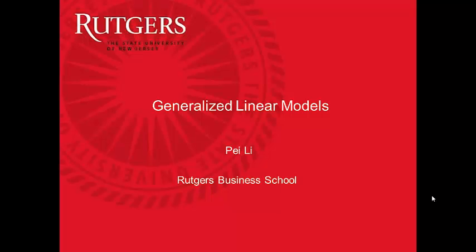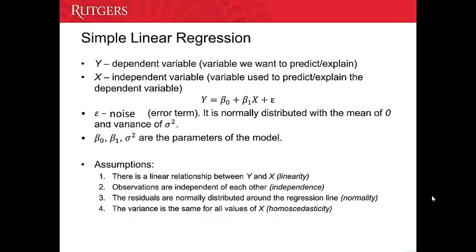Before we learn the generalized linear model, let's recall the simple linear regression model. For the simple linear regression model, we have two variables, the dependent variable and the independent variable. In most of the cases, we will use y to represent the dependent variable, and x to represent the independent variable. Dependent variable is the variable we try to explain and predict. Independent variable is the variable we can use to make a prediction and to explain the dependent variable.